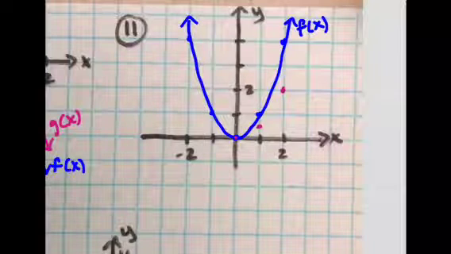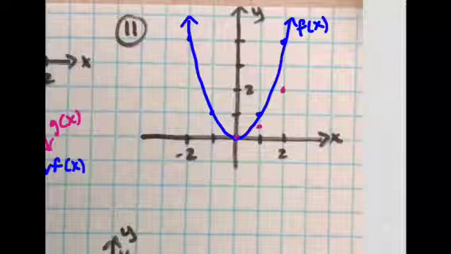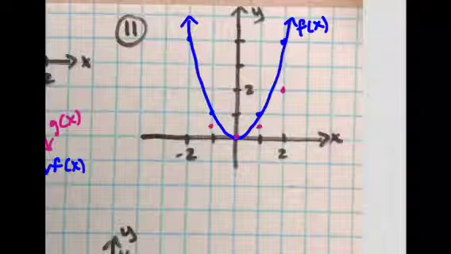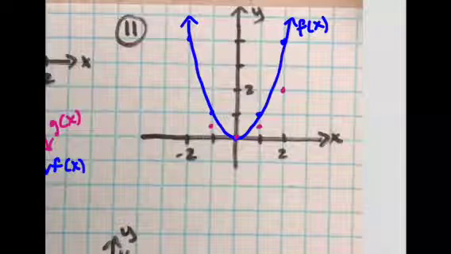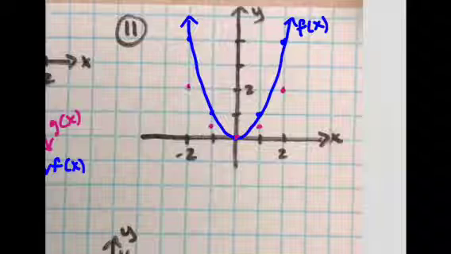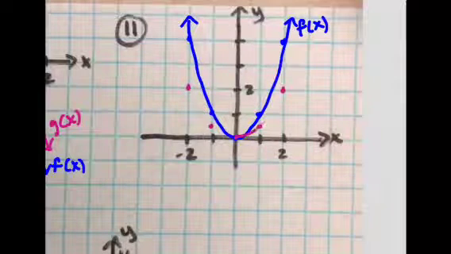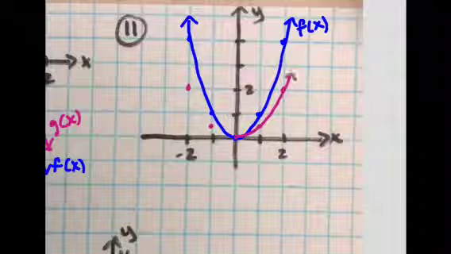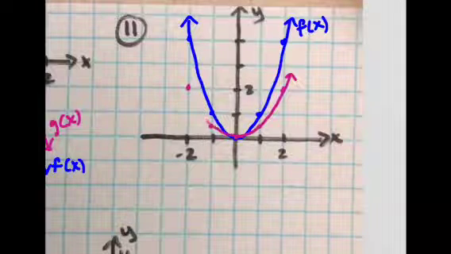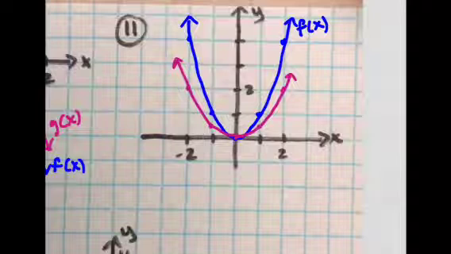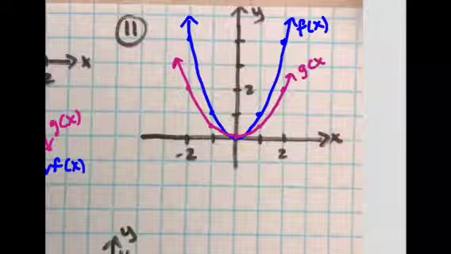The 0, 0 stays 0, 0, and then on the left side the same thing. Negative 1, 1/2, and negative 2, 2. So the graph of g of x is wider because there was a vertical compression. So this is g of x.